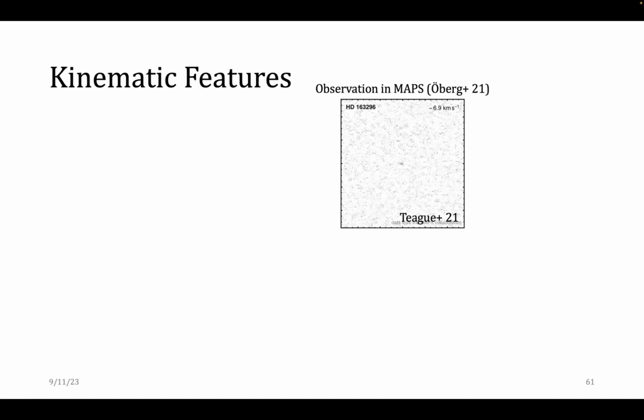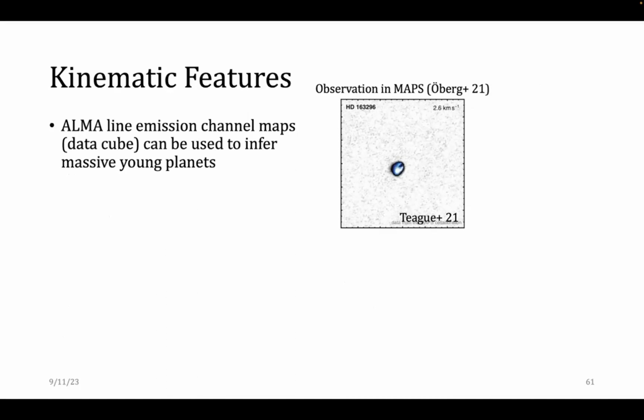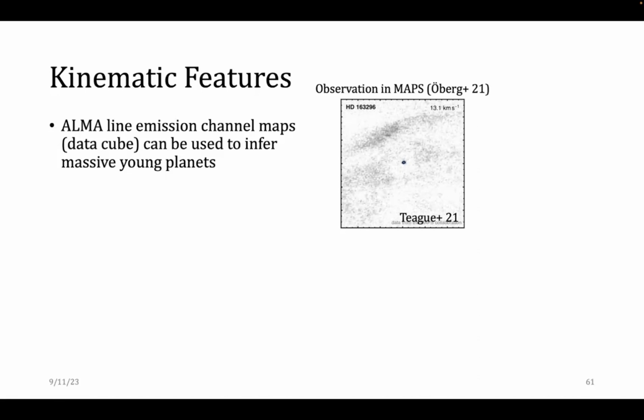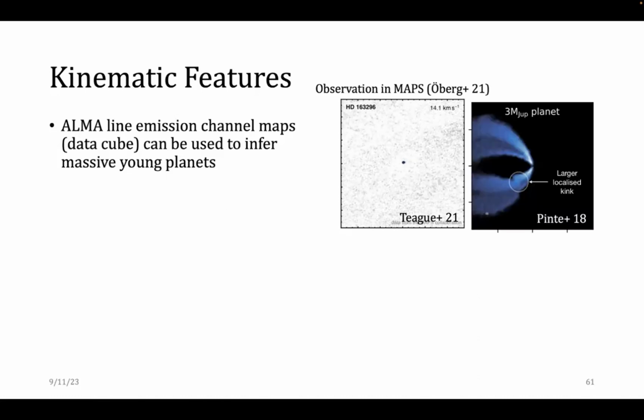Recently, the kinematic features of the disk are very popular because with ALMA, we observe more and more gas emissions at better resolution and also sensitivity. People use the so-called channel map, which is the intensity at different velocity channels, to infer the existence of giant planets. For example, if you have a very massive planet, you expect some deviation from a Keplerian flow, which is seen here.